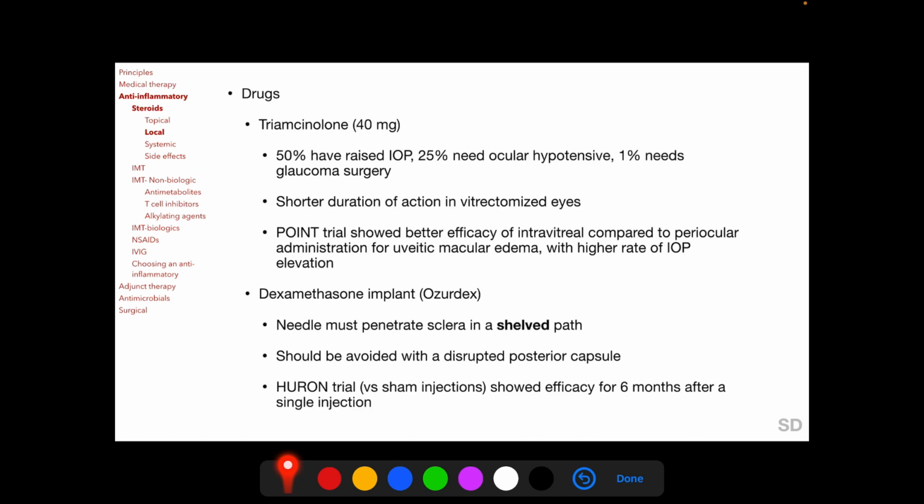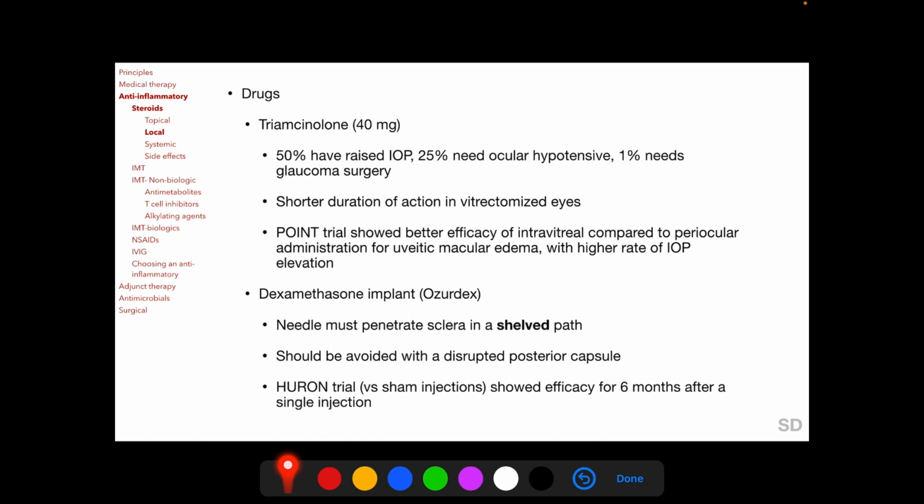And we have several options of steroid preparations for intravitreal injection. 40 mg of triamcinolone, the same drug and dosage which is used for periocular injection, can also be used for intravitreal injection. And following intravitreal triamcinolone injection, 50% have raised intraocular pressure, 25% need treatment for the raised intraocular pressure with ocular hypotensives, and 1% need glaucoma surgery. Following vitrectomy, a single injection of triamcinolone has a shorter duration of action.